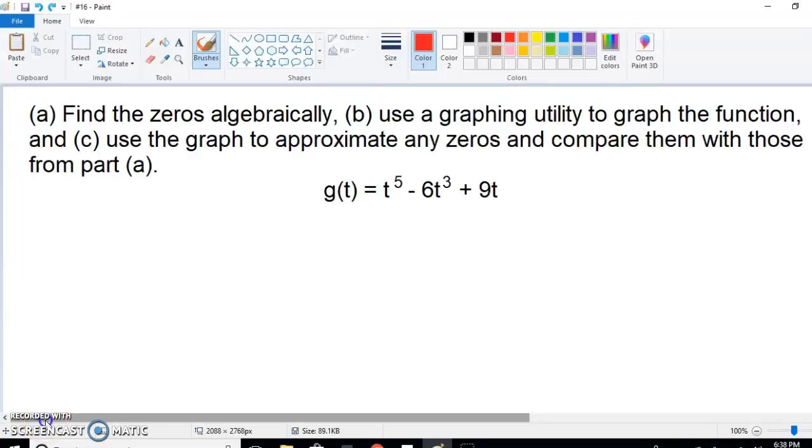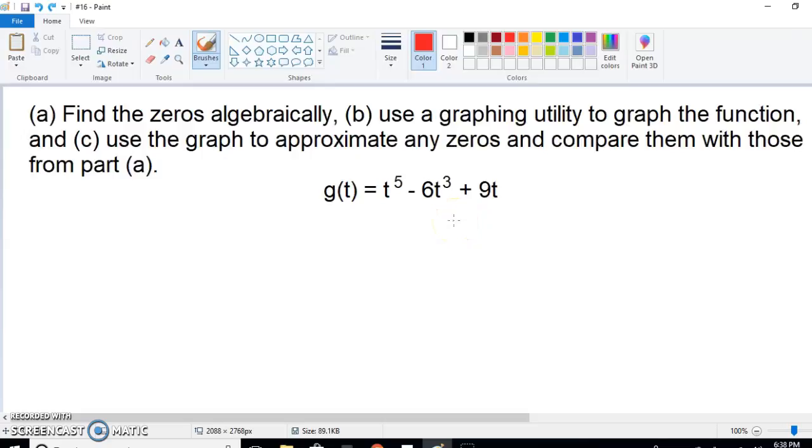Hey guys, so in this example, we're asked to find the zeros algebraically, use a graphing utility to graph the function, and then use the graph to approximate any zeros and compare them with those from part A. So as you can see, our function is g of t. G of t equals t to the fifth minus 6t cubed plus 9t.